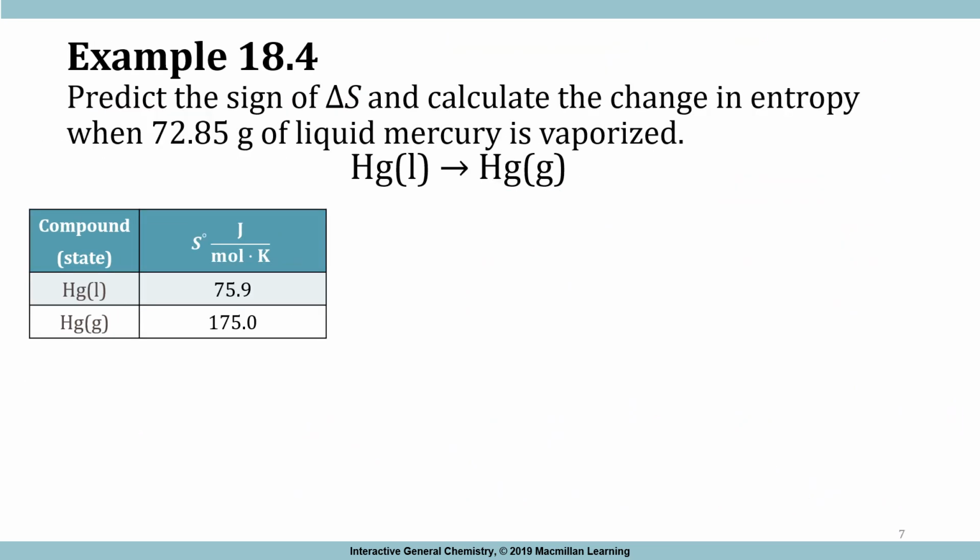Example 18.4 also says predict the sign of delta S and calculate the change in entropy when 72.85 grams of liquid mercury is vaporized. So first, let's predict the delta S sign. We're going from a liquid to a gas, meaning that we're going from a semi-orderly structured material into a very disorderly material. So I'm going to predict that the delta S value is going to be positive.